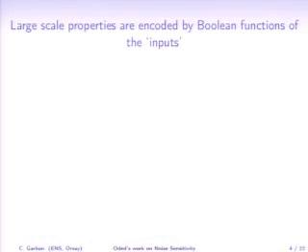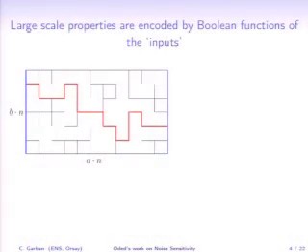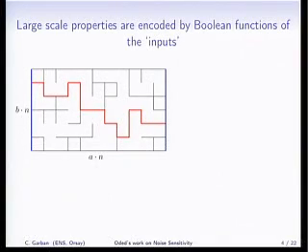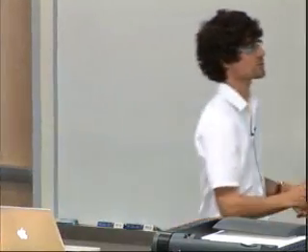So in percolation, we are mainly interested in clusters, in connectivity, and things like this. And these large-scale connectivity properties are naturally encoded by Boolean functions. For example, if you take a large rectangle, you may ask if there is a crossing or not from left to right. This is a Boolean function, the same kind of Boolean function as the one David talked about at the end of his talk. It's defined very simply: it's going to be 1 if there is a crossing and 0 else.